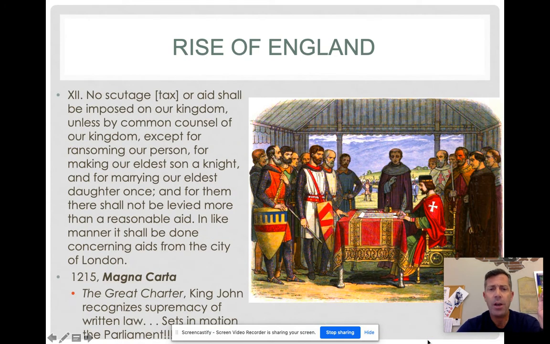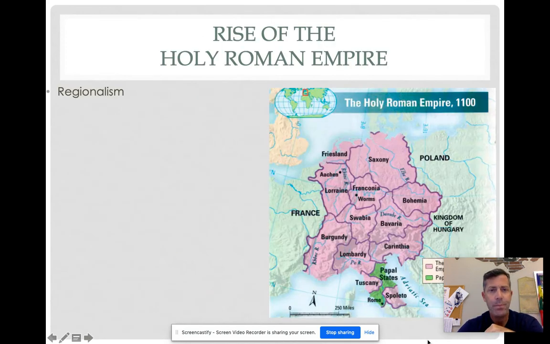Here's an excerpt of the Magna Carta. It's nothing attractive. What you see in that excerpt, you might want to hit pause, is just talking about taxation, without the king being able to tax when, whom, and wherever he wants. The Great Charter, the Magna Carta.